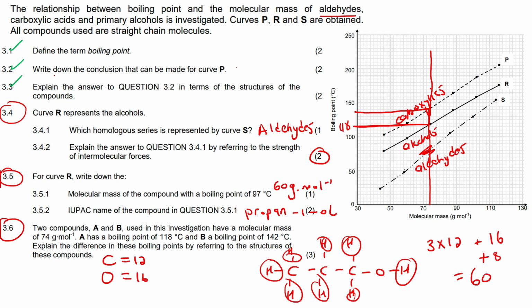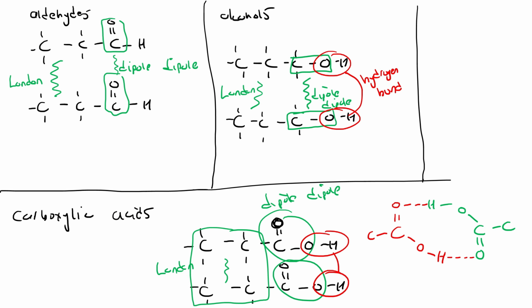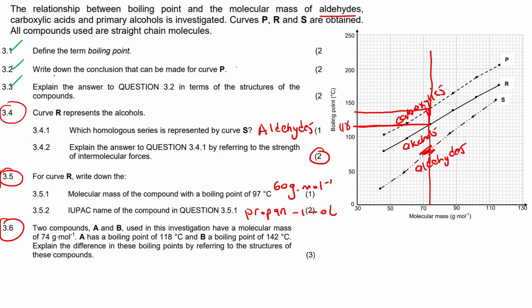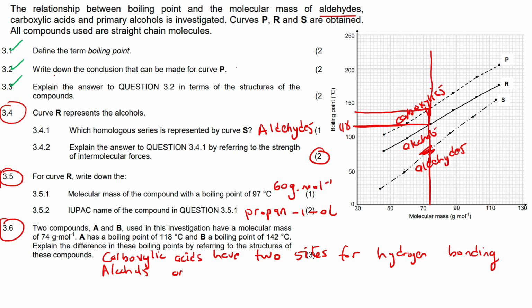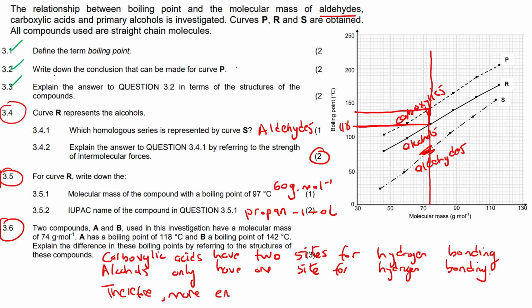Okay, fantastic. So that is what we spoke about over here, where we're now going to be comparing alcohols and carboxylic acids. So all that they want you to say here is that carboxylic acids have 2 sites or places for hydrogen bonding. Alcohols only have 1 site for hydrogen bonding. Therefore, more energy needed to overcome forces of attraction between the molecules of carboxylic acids.